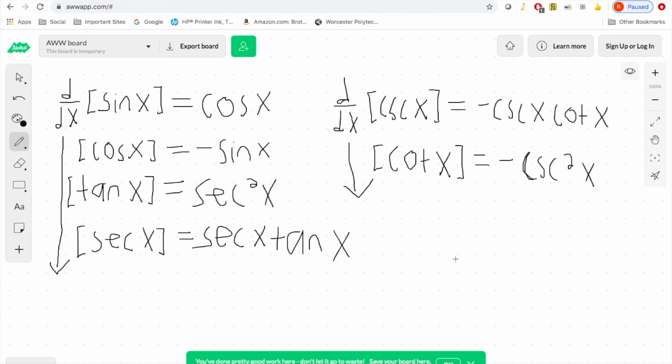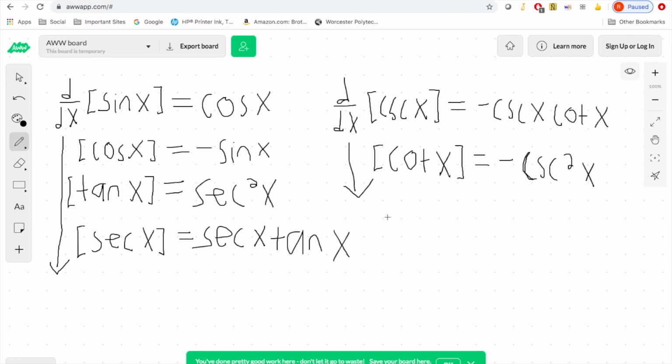A good way to help remember is if the function starts with co, for example, cosine, cotangent, cosecant, it has the negative to start out its derivative. And if it doesn't, then it has a positive. So that's just something to get you started on memorizing them. But other than that, they aren't that bad to memorize.